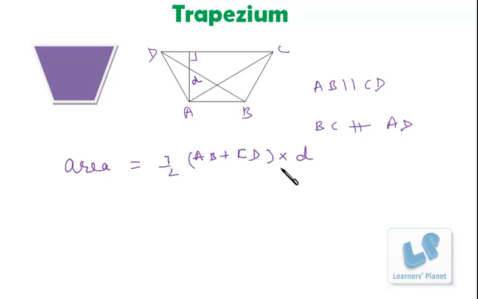So in this way you can calculate the area of a trapezium. Okay, the remaining properties of two parallel lines will be fulfilled in the case of trapezium also. Since AB is parallel to CD, the remaining properties like alternate angles and corresponding angles will be fulfilled over here. Okay.